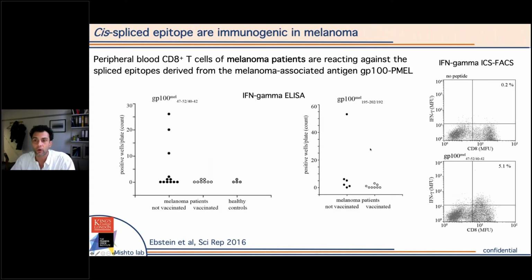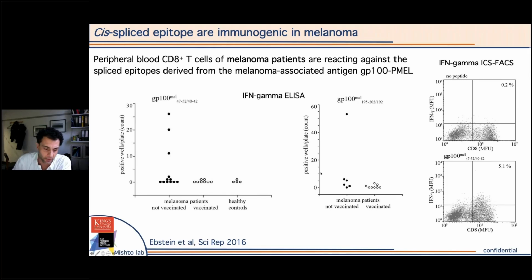If we move on to tumor, we described for the first time in 2016 a natural response in melanoma patients against two tumor-associated spliced epitopes derived from GP100. As you can see here, the response was detectable in half of the patients. When the patients were treated with a vaccine of an antigen unrelated to GP100, then we had fewer positive patients. And we also have one response in a healthy control. The analysis was done by interferon gamma ELISA and confirmed by FACS analysis.